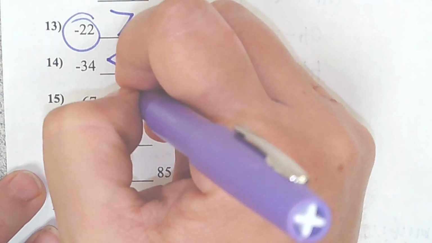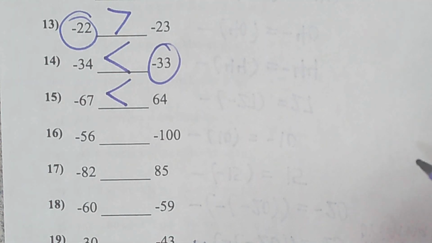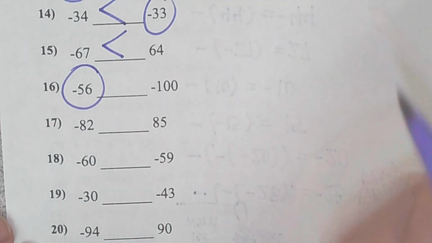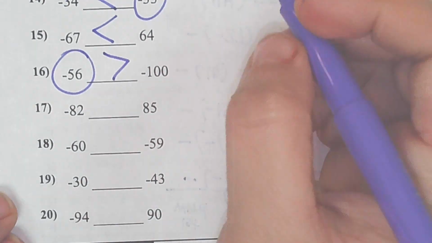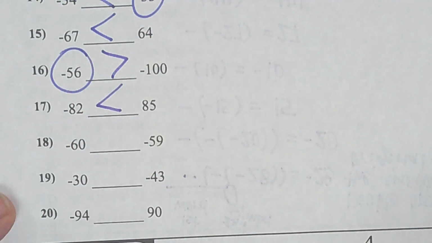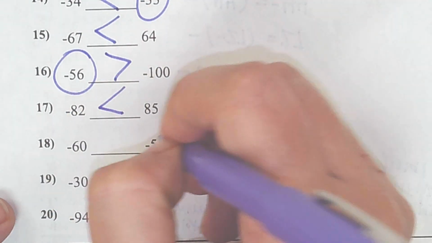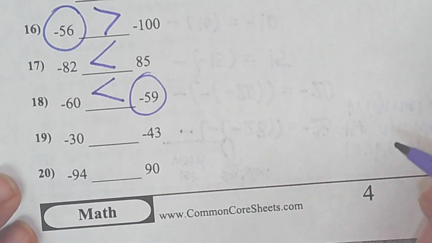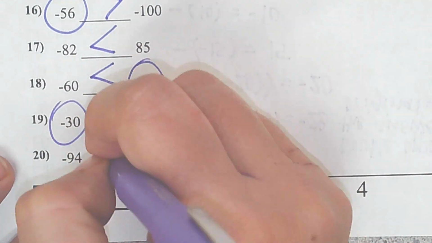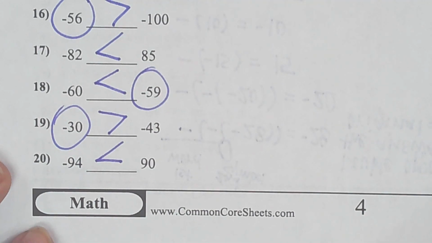Negative 67 is less than 64. This one, negative 56 is closer, so it's going to be greater. A negative is less than a positive. Negative 60 and negative 59, so negative 60 is less than negative 59. Negative 30 is closer, so it's greater. And a negative is always smaller than a positive.